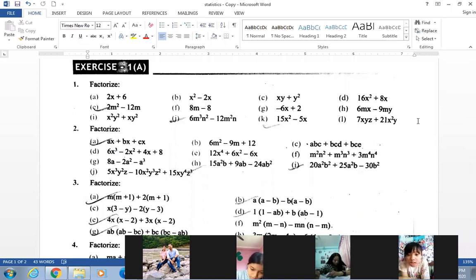Number L चाहिँ गरे भए हुन्थ्यो हैन? Okay, so in question number L, 7 and 21, what is the smallest? 7 is the smallest. X and x square, which one is the smallest? X is the smallest. Out of y and y, which one is the smallest? Both are 7, both are the same. That means let us write y only. Y is the smallest. Right?